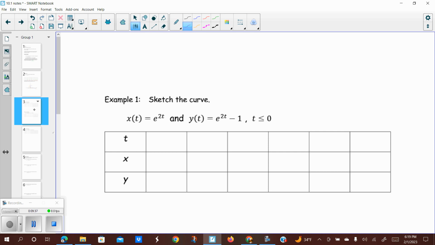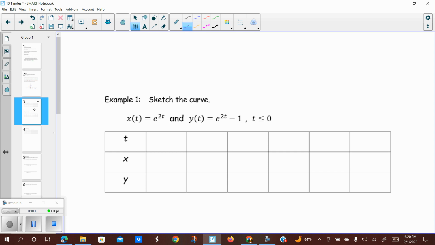And it says we're going to sketch this curve. We're actually not going to sketch the curve, and you'll see why in a second. By all means, you could go ahead and try to do so, but the values here do not lend themselves well to a sketch. But we are going to go ahead and figure out the values for these ordered pairs anyway. So it says that x of t is e^(2t), y of t is e^(2t) - 1, and t has to be less than or equal to 0. So they've given us a domain here for our t values.